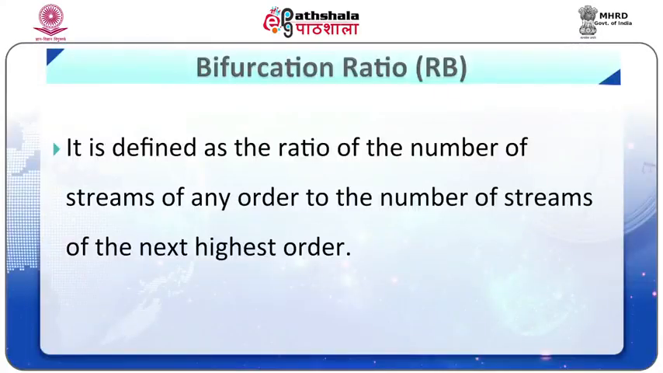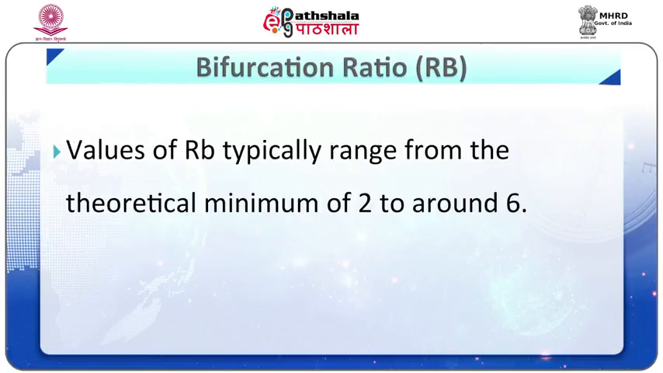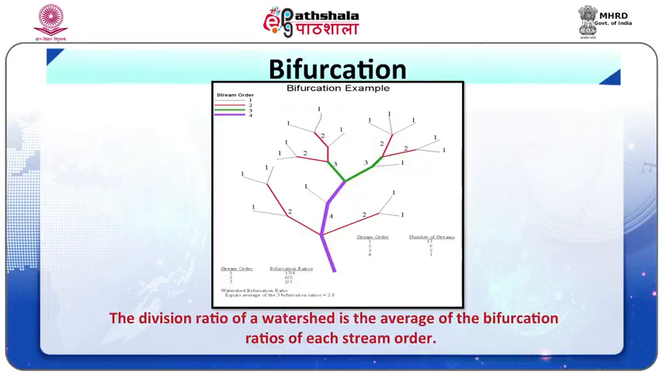Bifurcation ratio. It is defined as the ratio of the number of streams of any order to the number of streams of the next higher order. The value of this is indicated by Rb, with a theoretical minimum of 2 and a range of around 2 to 6. The bifurcation ratio is calculated as is seen in figure number 7.